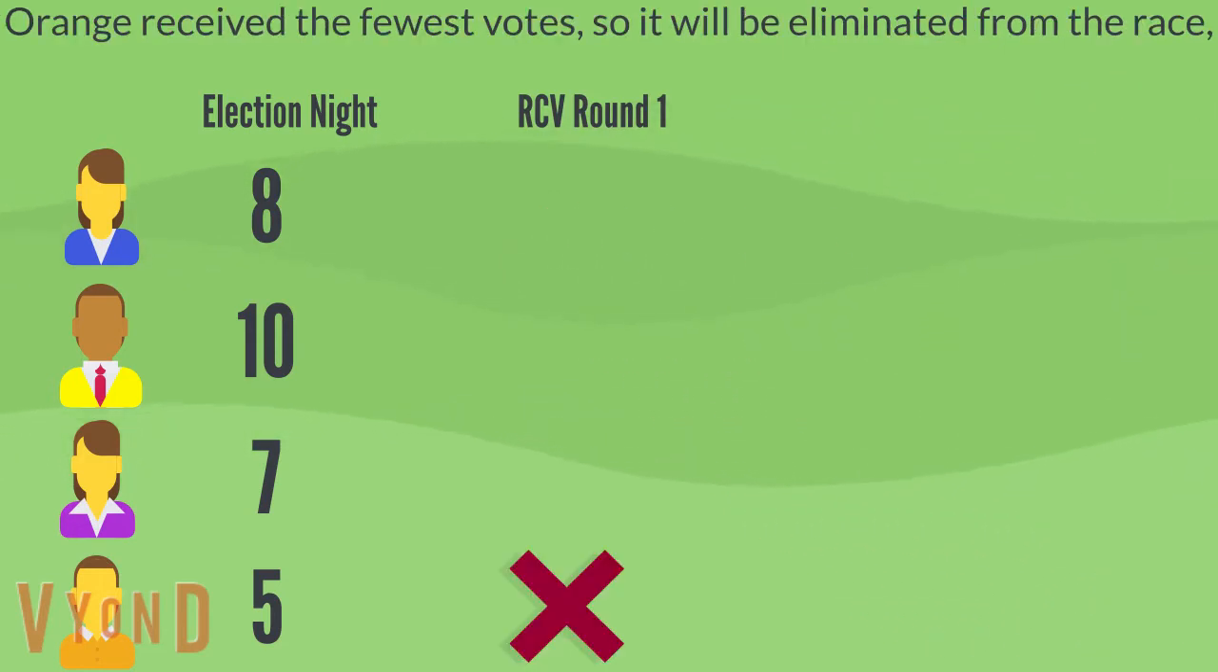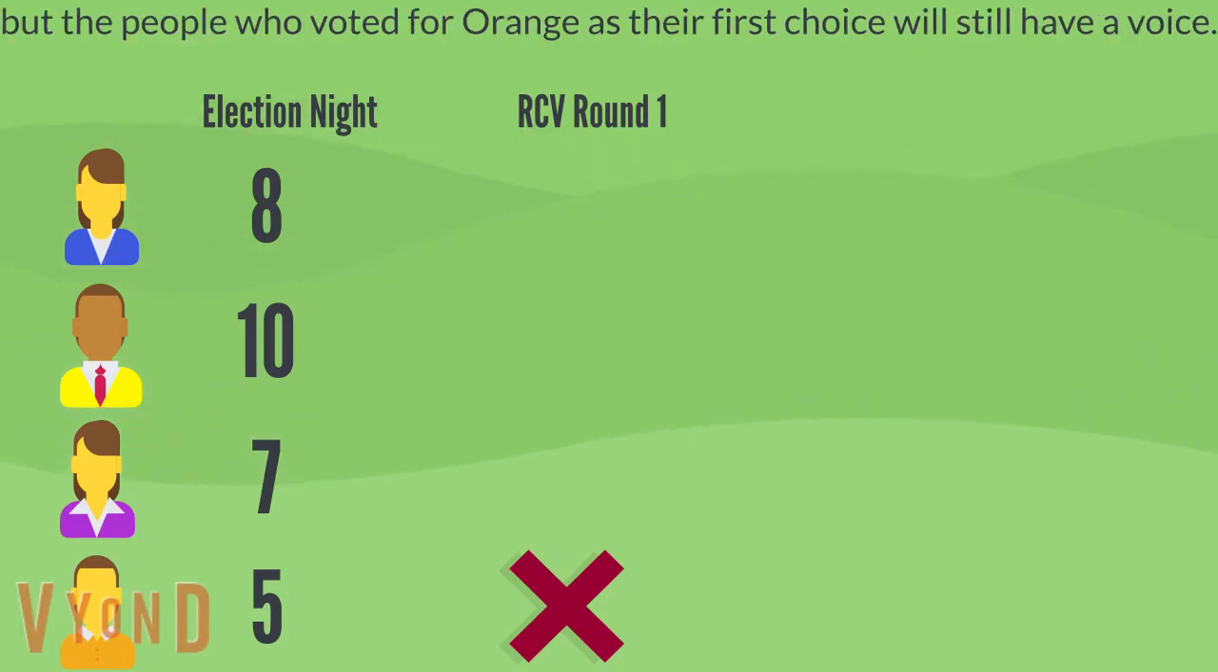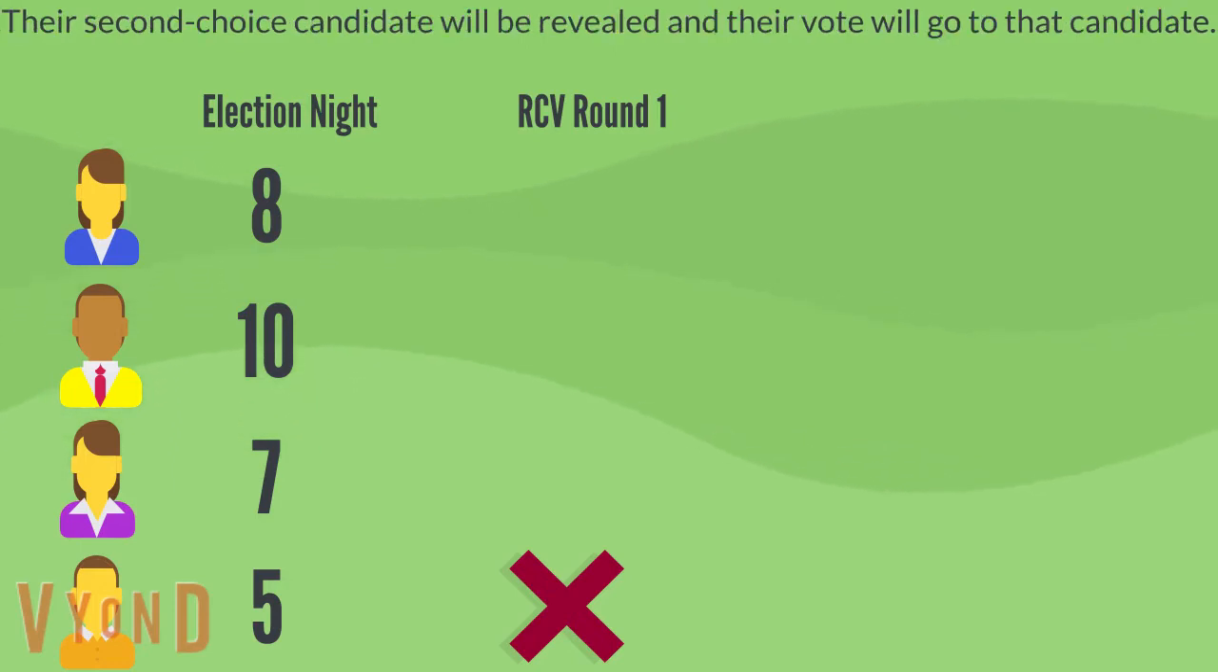Orange received the fewest votes, so it will be eliminated from the race. But the people who voted for orange as their first choice will still have a voice. Their second choice candidate will be revealed, and their vote will go to that candidate.